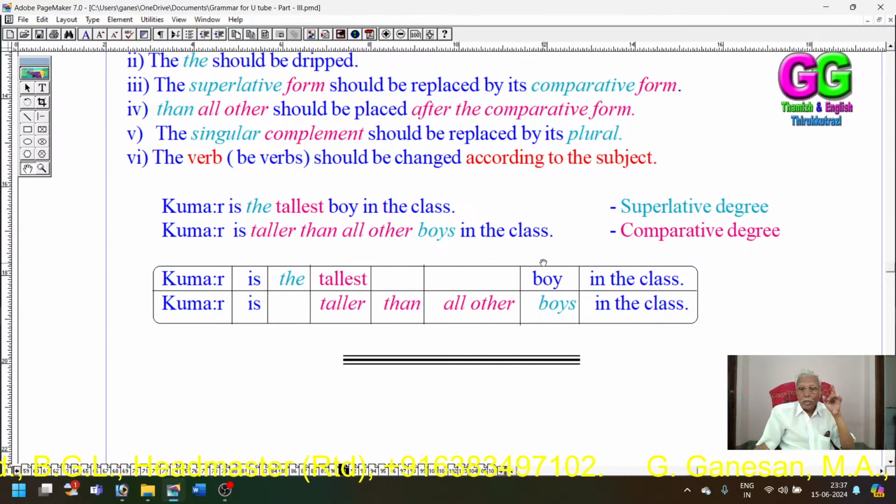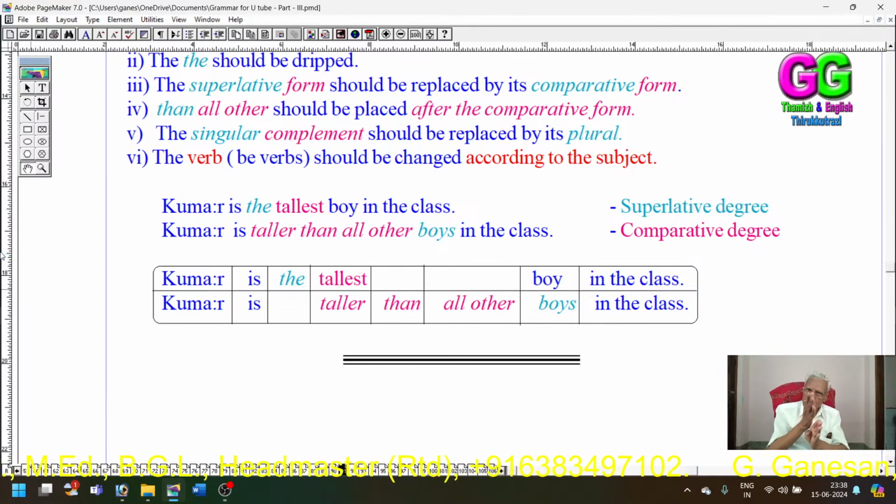Then the singular noun should be made plural. All boys. That's all. One, two, three, four, five, six, seven. It's regarding this specific diagnosis. So, about the seven rules we follow here.